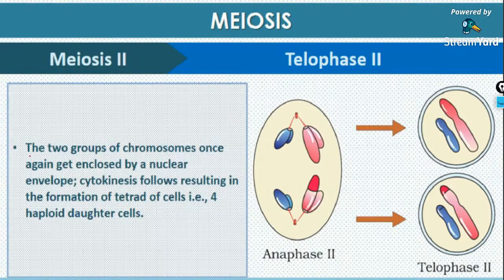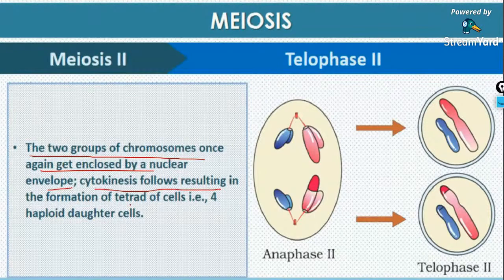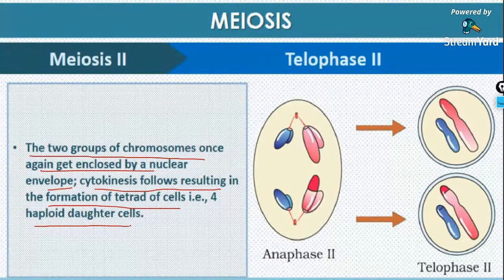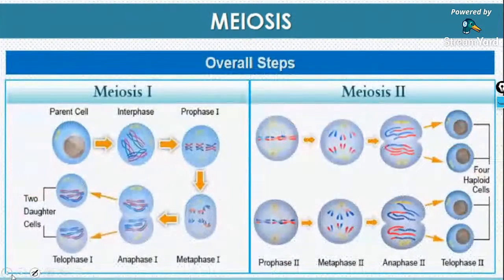In telophase 2, the two groups of chromosomes once again get enclosed by a nuclear envelope. Cytokinesis follows, resulting in the formation of tetrad cells, that is, four haploid daughter cells. So, four haploid daughter cells are formed after cytokinesis of telophase 2. These are the overall steps of meiosis, meiosis 1 and meiosis 2.